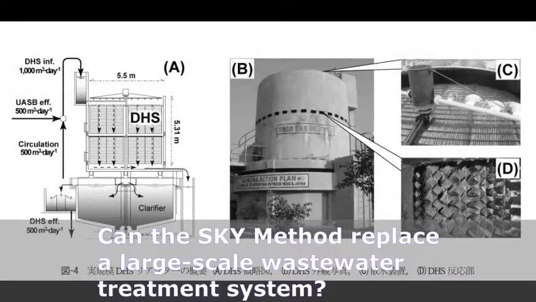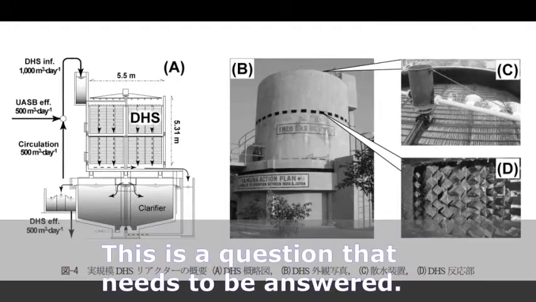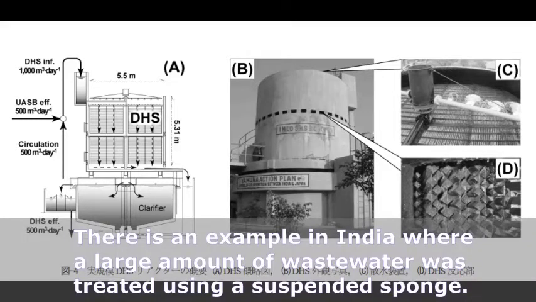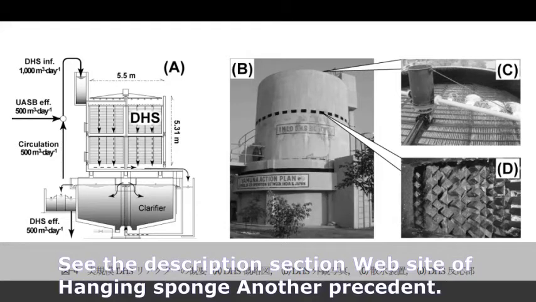Can the Sky method replace a large-scale wastewater treatment system? This is a question that needs to be answered. There is an example in India where a large amount of wastewater was treated using a suspended sponge. See the description section website of hanging sponge. Another precedent.